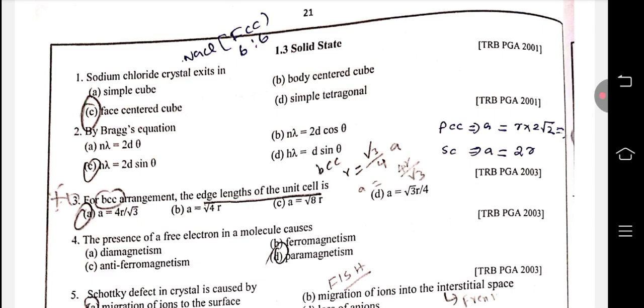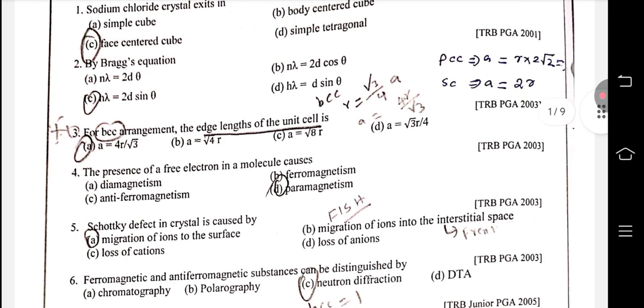இன்றைய TRB கிளாஸ் வீடியோஸில் நம்ம பார்க்க இருப்பது previous year questions for solid state. First question: sodium chloride crystal exists in an FCC, face centered cubic, rock salt, 6:6 ratio of the sodium and chlorine ions. Second, the Bragg equation: n lambda equal to 2d sin theta.